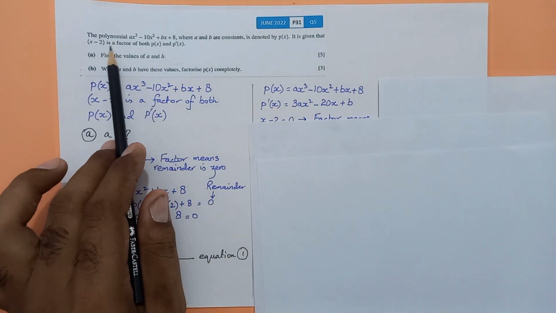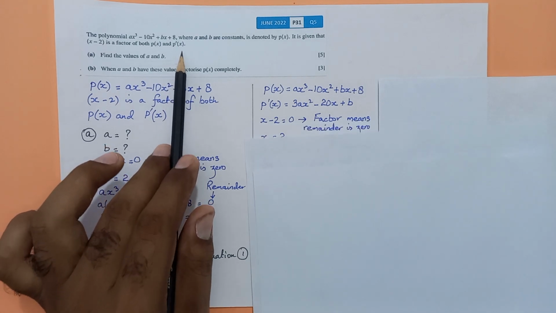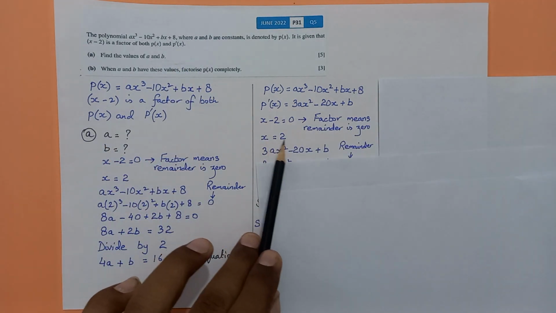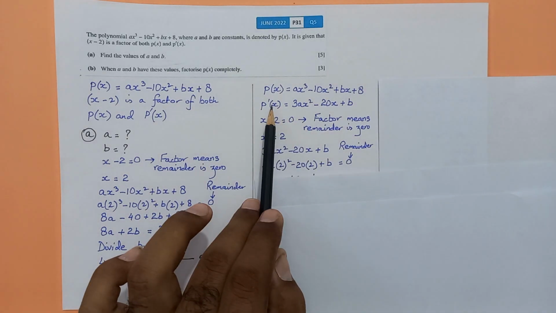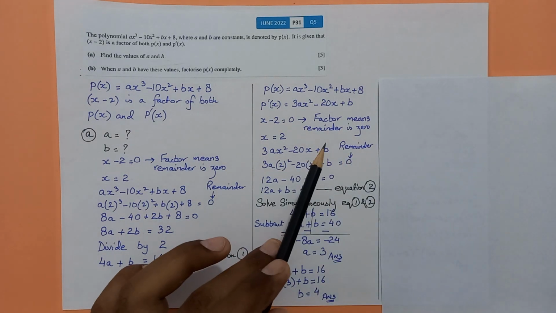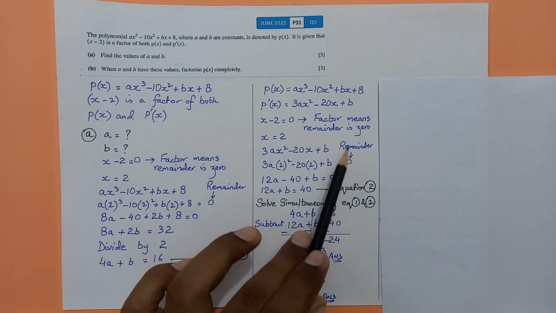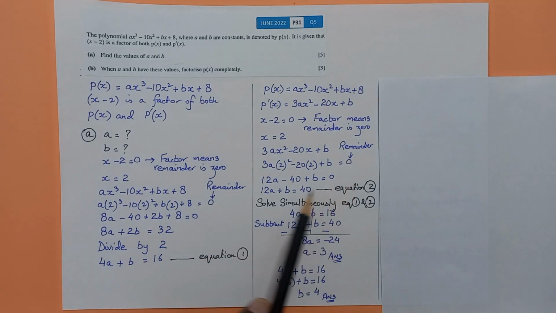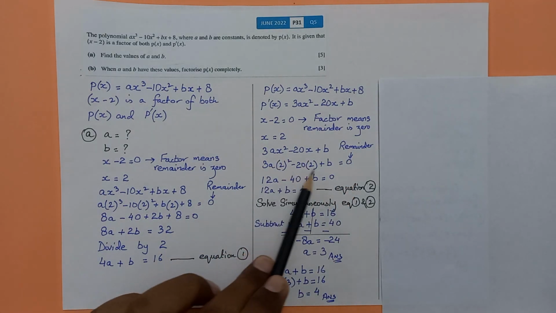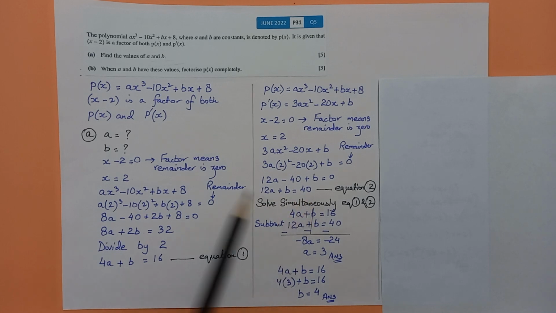According to the statement, x minus 2 is also a factor of its derivative. So placing the same value of x equal to 2 in this derivative form and making it equal to 0. Why making it equal to 0? Because it is also a factor of that, and when it is a factor the remainder is 0. Placing the value of x as 2, we get another equation in the form of a and b. Now we have two equations in the form of a and b.